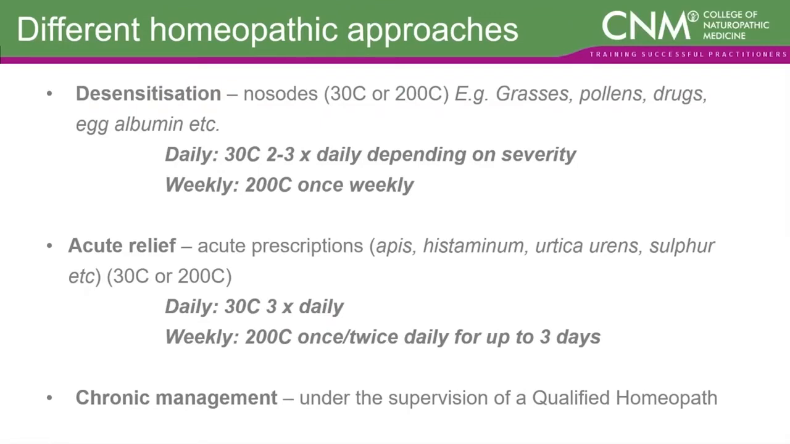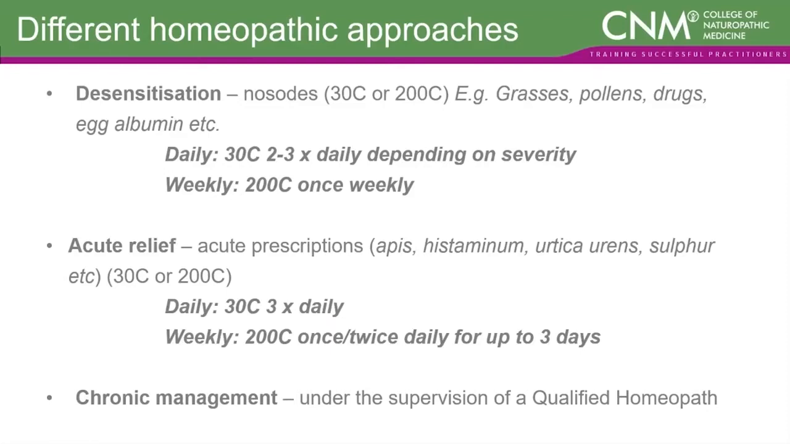Normally either in a 30C or a 200C for a period of time. And this works to desensitize their immune response. And you can do this for a variety of different allergens. That could be grasses, it could be pollens, it could be drugs if they've got an anti-inflammatory allergy. It could be for egg, it could be for glutens, it could be for cat dander or horse dander. So really, whatever that patient is allergic to, we can produce it in a nosode form.